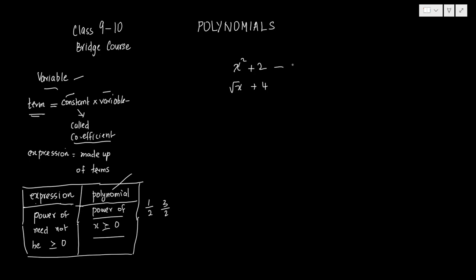So is this an expression? Yes, it is an expression. x squared plus 2 is an expression. Root x plus 4 is also an expression. But is this a polynomial? x squared plus 2 is a polynomial, because the degree of x is 2 and 2 is greater than 0. In this case, is root x plus 4 a polynomial? It is not, because for root x, the power of x is 1 by 2, and anything in fractions cannot be the degree of a polynomial, so this is not a polynomial.